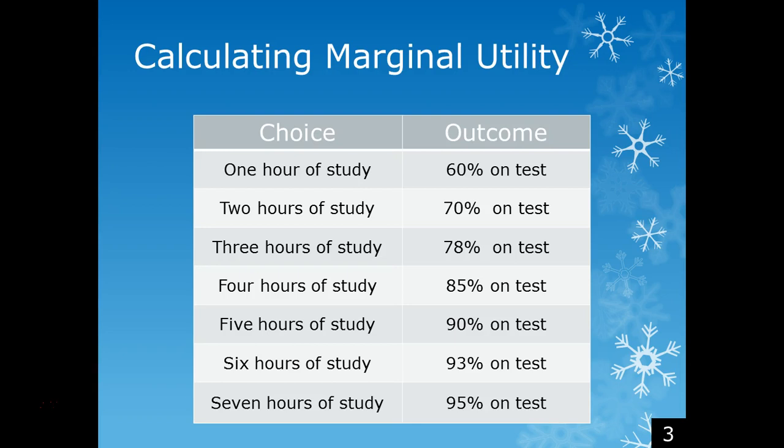So let's look at how we would calculate marginal utility or marginal benefit. So if we study for 1 hour, we get a 60% on the test. If we study for 2 hours, we get a 70%. So going from 1 hour to 2 hours, we gain 10% on the test. From 2 to 3 hours, we gain 8% on the test. From 3 to 4, we gain looks like 7%. From 4 to 5, we gain 5%. From 5 to 6, we gain 3%. And from 6 to 7, we gain 2%.